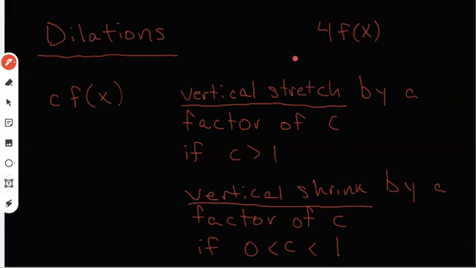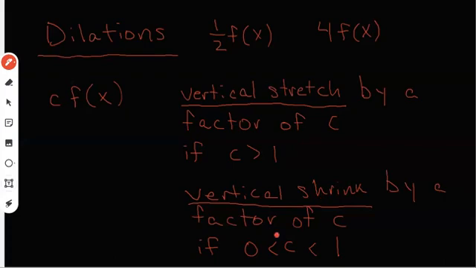Now, we multiplied by 4 this time, but let's say we multiply by 1/2. What would that mean? Well, 1/2 is between 0 and 1, right? So this would be a vertical shrink by a factor of 1/2. While this one over here, we're multiplying by 4, so that would be a vertical stretch. It's all based on how big the number is out in front. If it's greater than 1, it's going to be a vertical stretch, right? It's like you're grabbing the function and stretching it in the vertical direction.